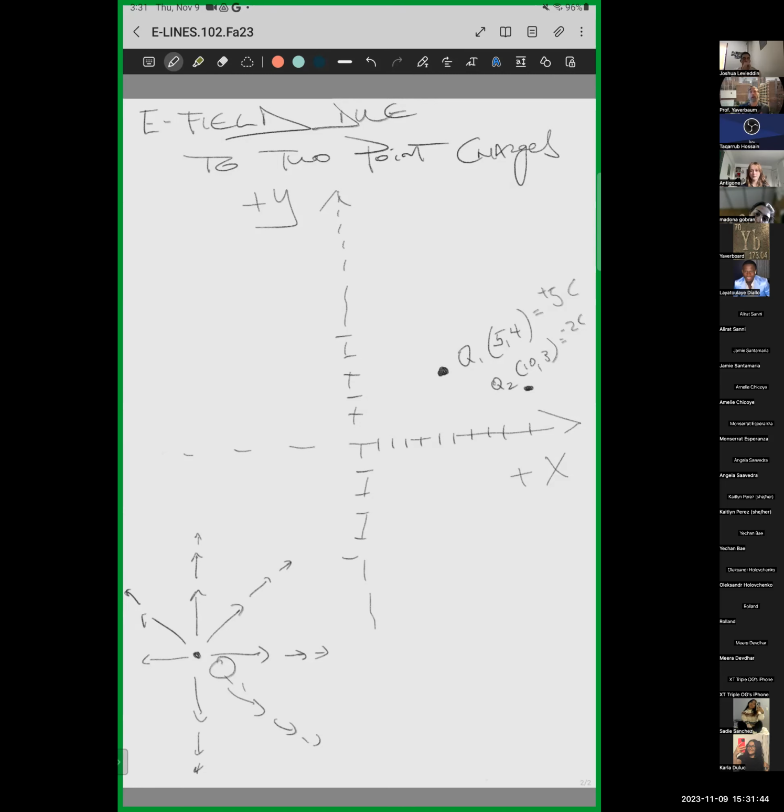That's what this picture is trying to represent, that automatically by Q1 being in the world, there are arrows everywhere in the world trying to shove away any possible test charge, any possible 1 coulomb of charge that would land anywhere in space. That's the idea, right? That's due to Q1.